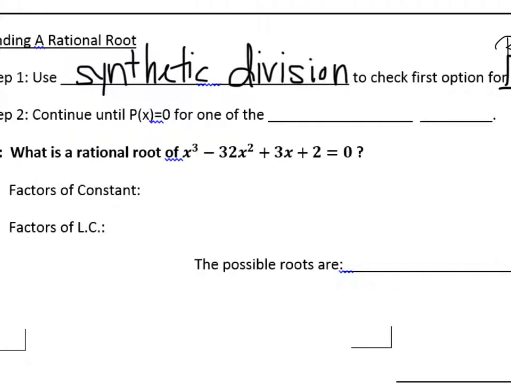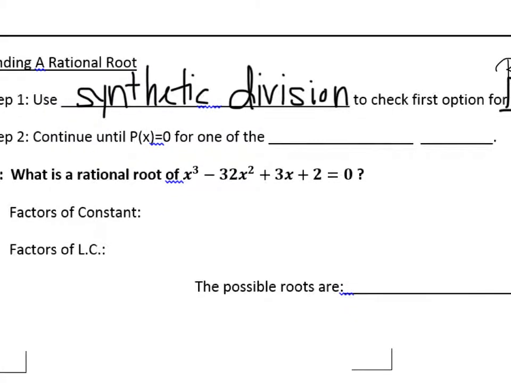And we're going to continue using synthetic division until we find p of x equals 0 for one of those possible roots. So our first example, the first thing we're going to do is edit this. Instead of x cubed, we're going to make this 15 x cubed. So add that onto your paper, please.